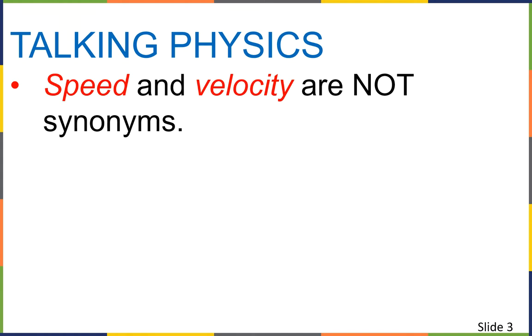Velocity has direction with it. So I can walk 4 miles per hour, or I can walk 4 miles per hour east. 4 miles per hour east is a velocity. 4 miles per hour is a speed.